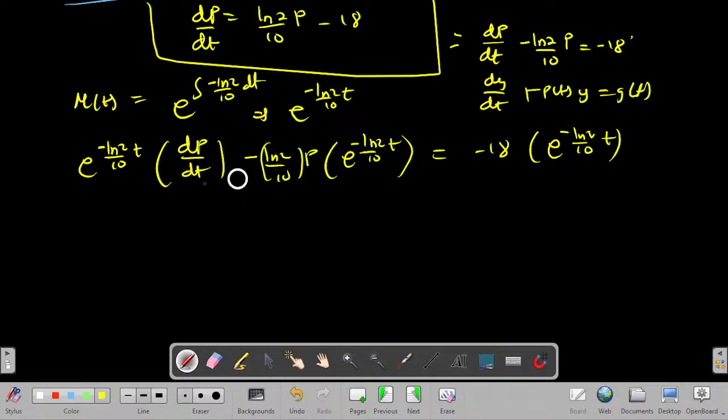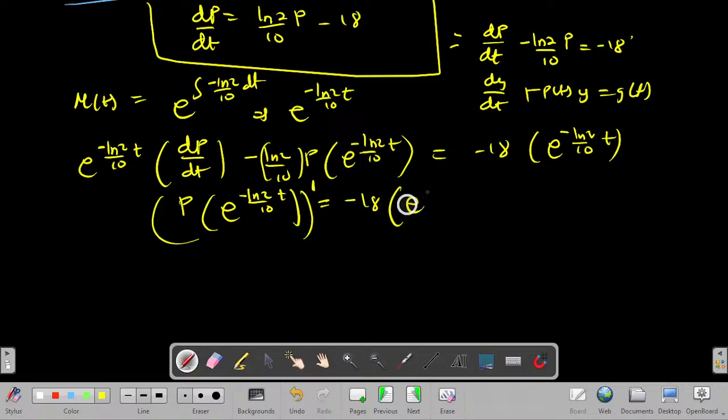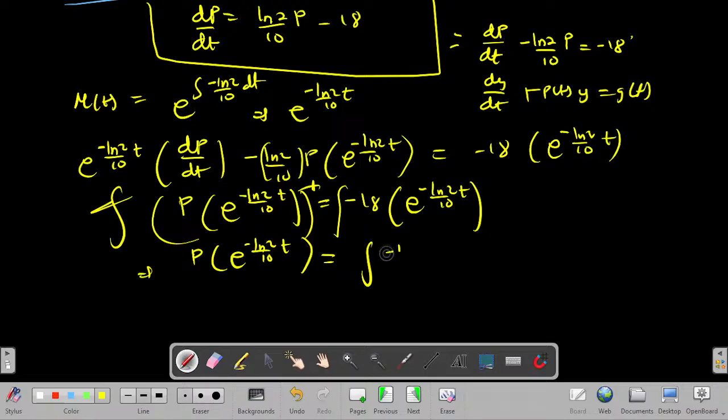So here, the rule says that you always break this one down and it will become p multiplying your integrating factor e to the power negative ln 2 over 10 multiplying t, all of this in brackets prime, is equal to negative 18 multiplying e to the power negative ln 2 over 10 t. Then I take the integral on both sides to eliminate my derivative sign. The derivative sign goes away with my integral. Then I simply get p multiplying e to the power negative ln 2 over 10 t to be equal to the integral of negative 18 e to the power negative ln 2 over 10 t.